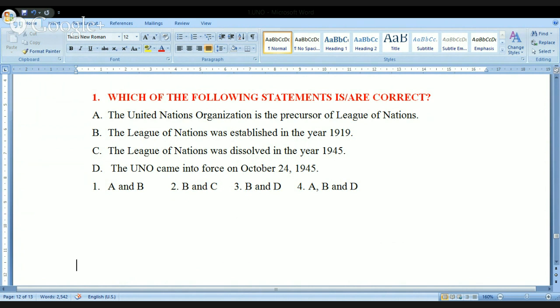Now look at this, D. UNO came into force on October 24th, 1945. Yes, that is the answer. Kindly look at the question. I'll give you some time again. Hopefully you will agree with me if I say B and D are correct and the remaining two are wrong. That's the reason why I should go to answer 3, that is B and D. Hopefully you agree with me.